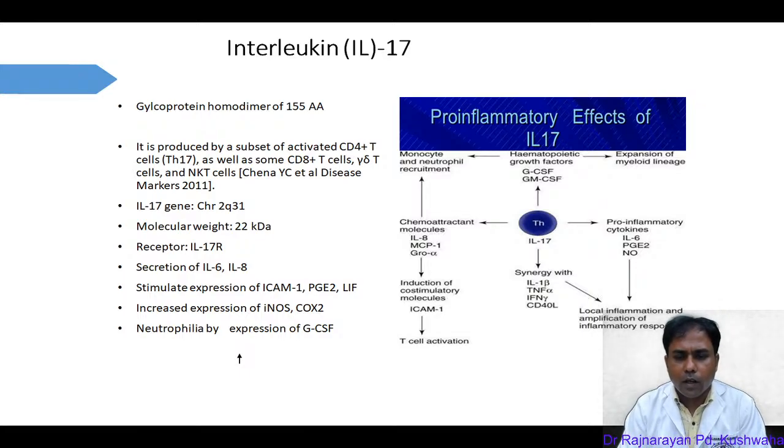Here interleukin 17 shows synergy with other interleukins to give local inflammation and amplification of the inflammatory response with hematopoietic growth factor. Hematopoietic growth factor leads to expansion of the myeloid lineage, and monocyte and neutrophil recruitment. Chemoattractant molecules like interleukin 8, MCP1 and GRO alpha lead to induction of stimulatory molecules like ICAM and lead to T cell activation. So interleukin 17 leads to different kinds of interleukin activation, and it leads to good prognosis of sepsis.